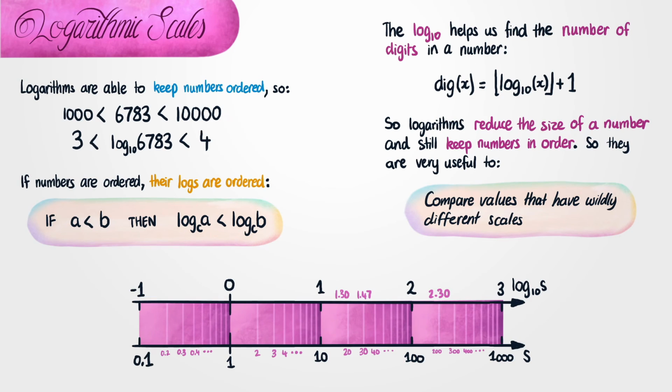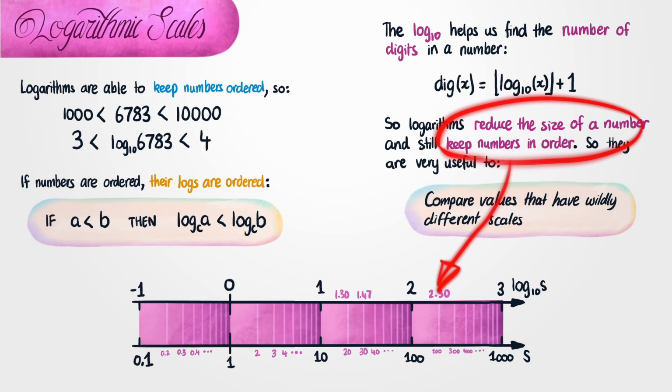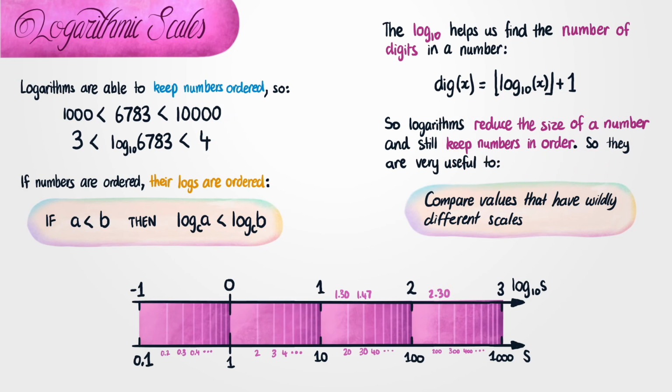So, because logarithms reduce the size of a number, and they keep numbers in order, that made it possible to compare different values that have wildly different scales. So these two properties allowed us to actually build this logarithmic scale that we showed down here. To build a logarithmic scale, we just start off with some number and then take the log base 10 of it. The log base 10 becomes where we actually place that number.